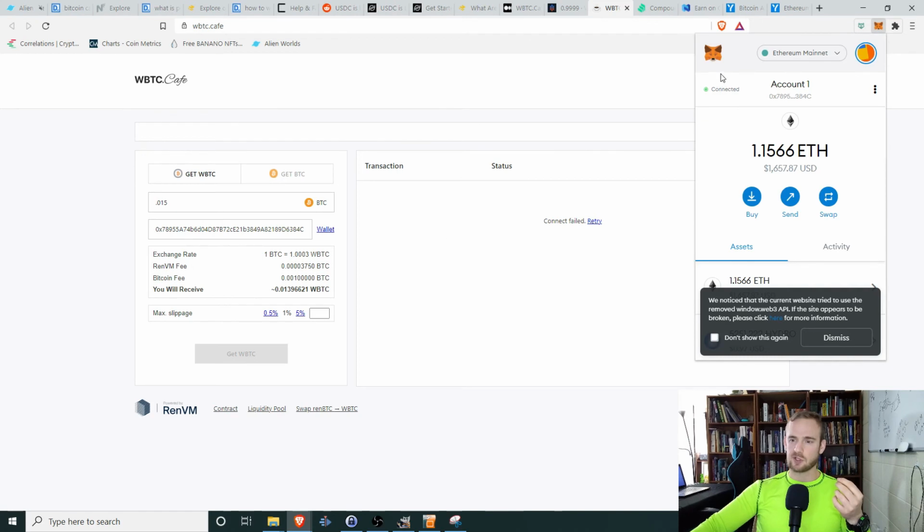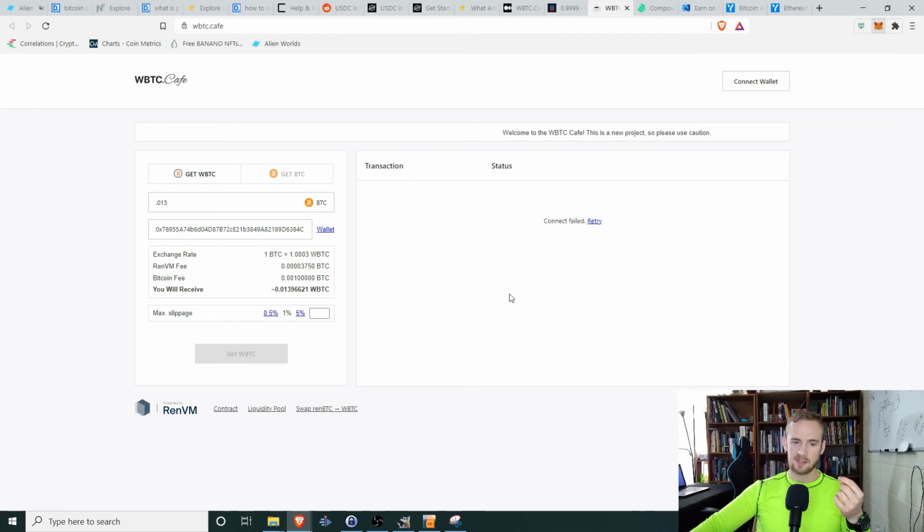And then what it's going to show you is the exchange rate. Let's go ahead and see. So for sending 0.015 wrapped Bitcoin, I'm going to get 0.014 wrapped Bitcoin. And the reason that that is happening is because there's a little bit of a fee. So first it's going through Ren Bitcoin, and then from Ren it's getting turned into wrapped Bitcoin. So it goes through a couple more steps because it's decentralized, but obviously you don't have to deal with the KYC or anything like that.